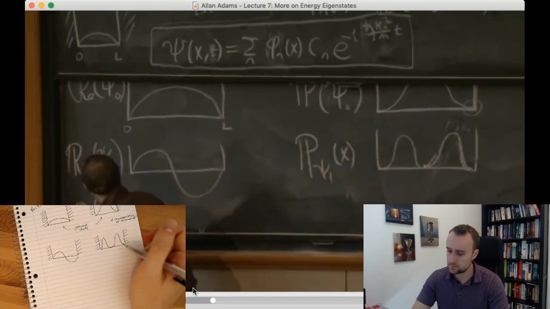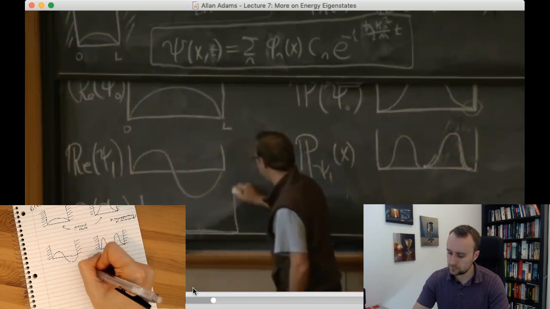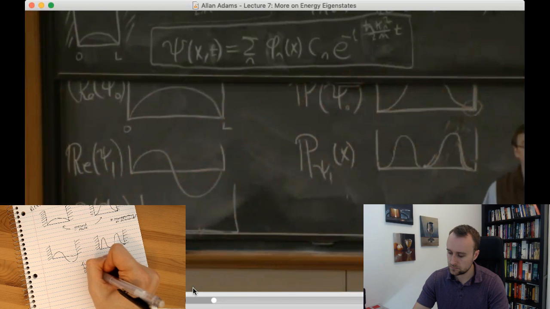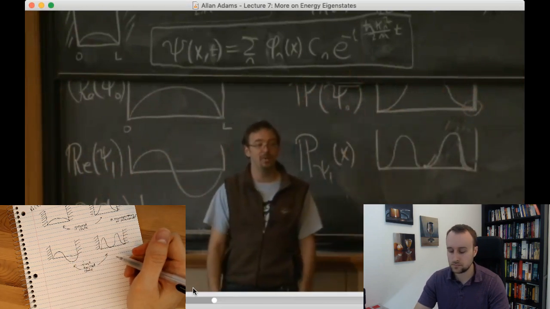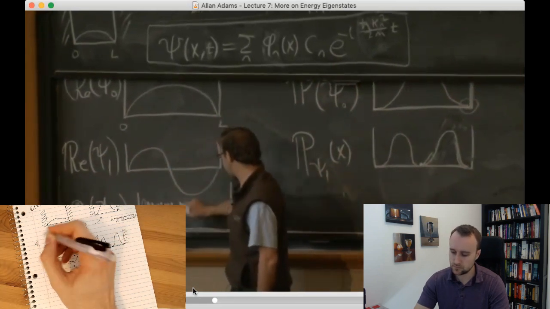The real part of psi n, let's say n is 10,000, 10 to the 4, what is that going to look like? Well, this had no zeros, this had 1 zero, and every time you increase n by 1, you're just going to add 1 more zero to the sine. That's an interesting and suggestive fact. So if n is 10,000, how many nodes are there going to be in the middle of the domain? 10,000, and the amplitude is going to be the same. I'm not going to be able to draw this, but you get the idea.